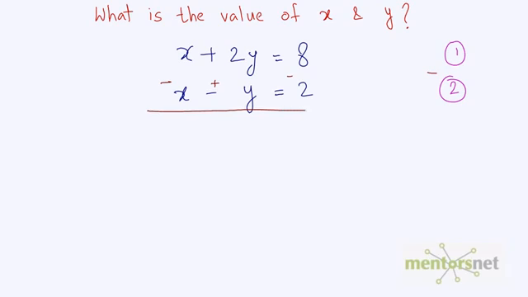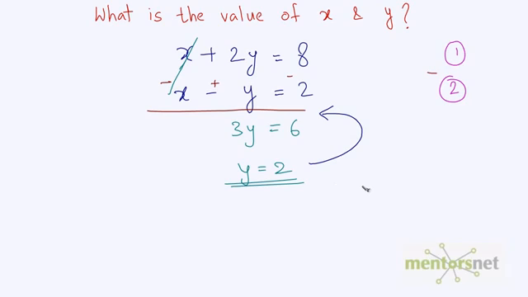So let's do that here. x minus x gets cancelled out. This is 0. 2y plus y gives you 3y is equal to 8 minus 2, which is 6. So y is equal to 2. Now you have got the value of y. To find out the value of x, you have to put this value of y in any one of these equations. So you can put the value of y in equation 2.